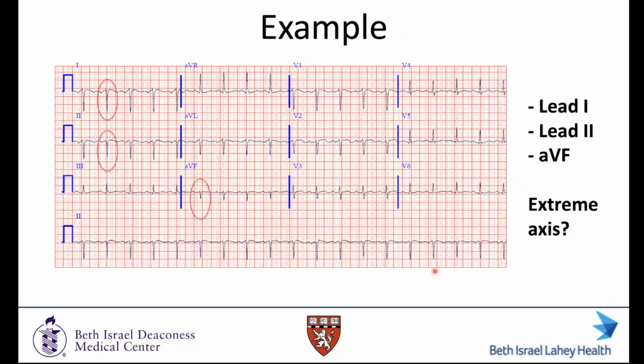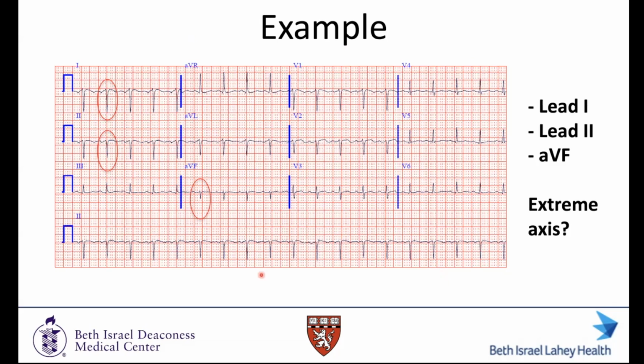If you look here, you'll see that we're negative in leads 1, 2, and AVF. So upon first glance, you might think that this is an extreme axis, which is a good thought. But if you look a little bit closer, first of all, there isn't a lot of other pathology in this EKG. If there's an extreme axis, you would expect to see other things going on that would support why we have an extreme axis. So that's one point to make.